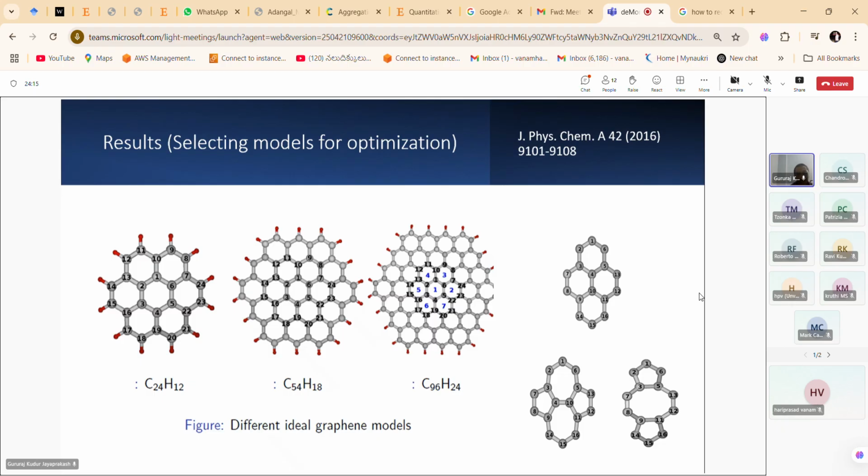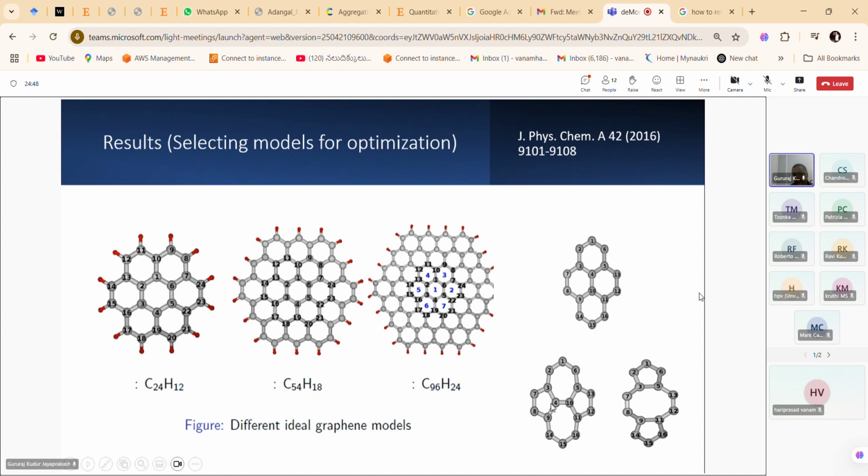So we selected different models of carbon with 24 carbon atoms, 54 carbon atoms, and 96 carbon atoms. And then we thought, let us see if defects occur in this graphene, how its redox electron transfer reactivity will change. In particular, we selected the Stone-Wales defect and the double vacancy defect. In the Stone-Wales defect, two carbon atoms rotate by 90 degrees.